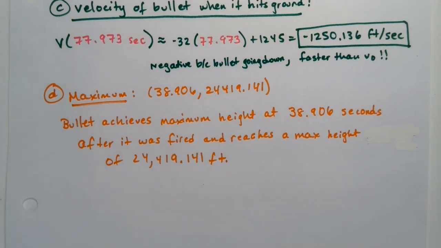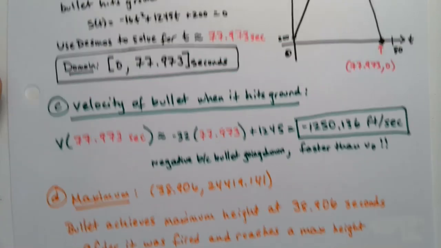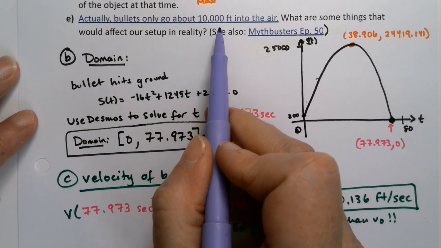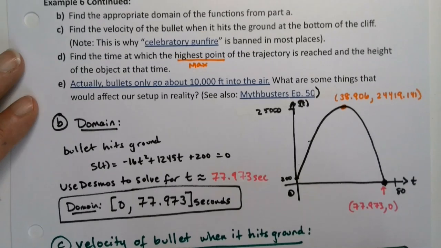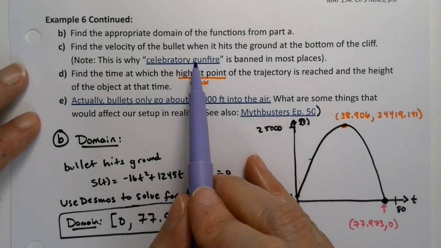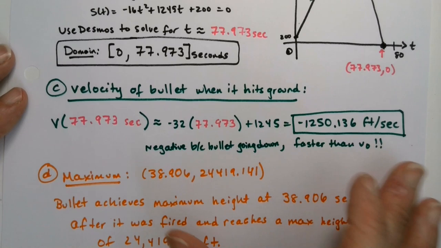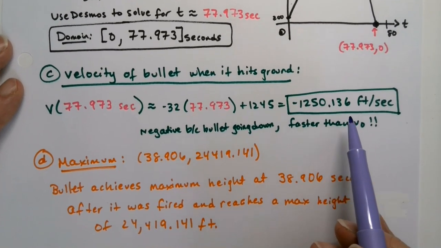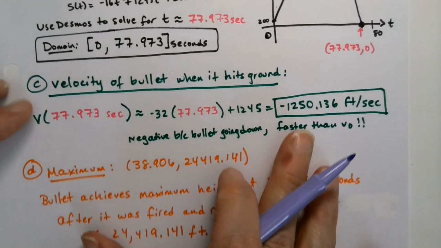Bullets only get to about 10,000 feet into the air if you fire them straight up in the air. Oh, by the way, real quick, that's tremendously fast that it's landing. That would kill a person. So that's why they don't allow celebratory gunfire, where people go out and shoot guns into the air. This is why they don't allow it, because it'll land back on you and kill you. It has been known to happen. But bullets only go to about 10,000 feet in the air. Again, Mythbusters goes into this.